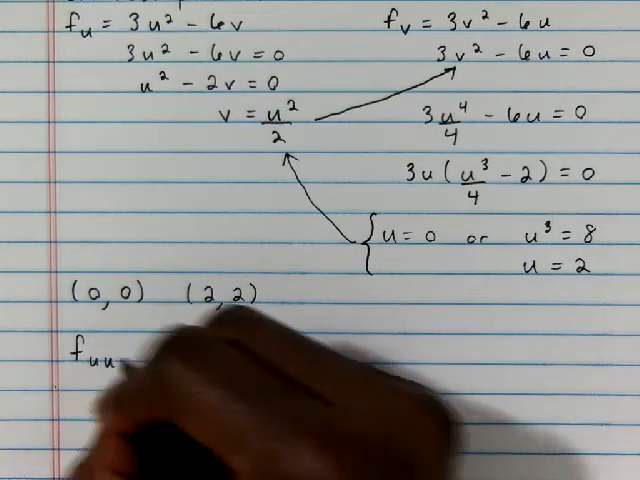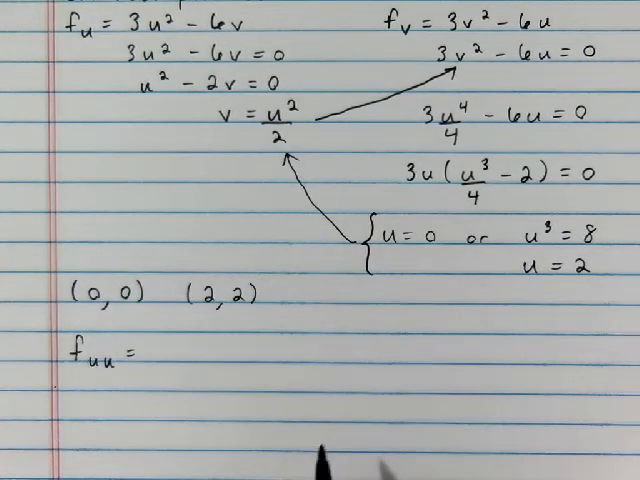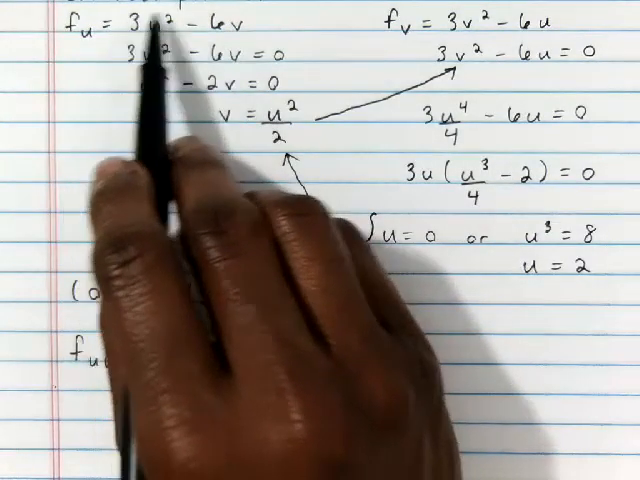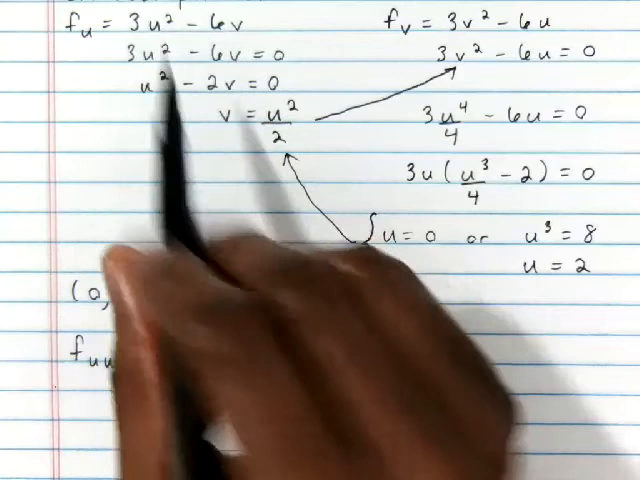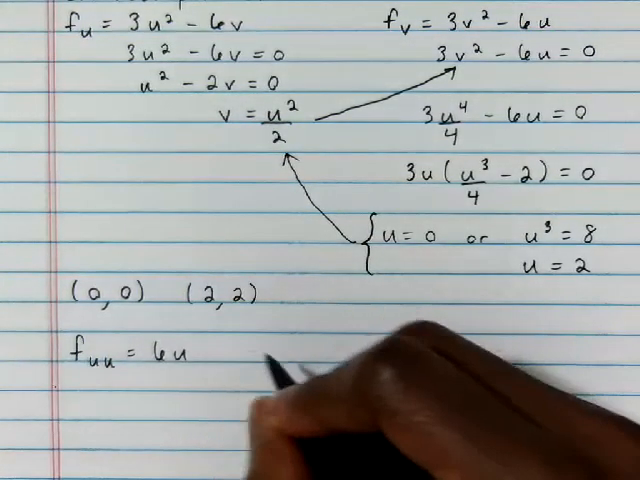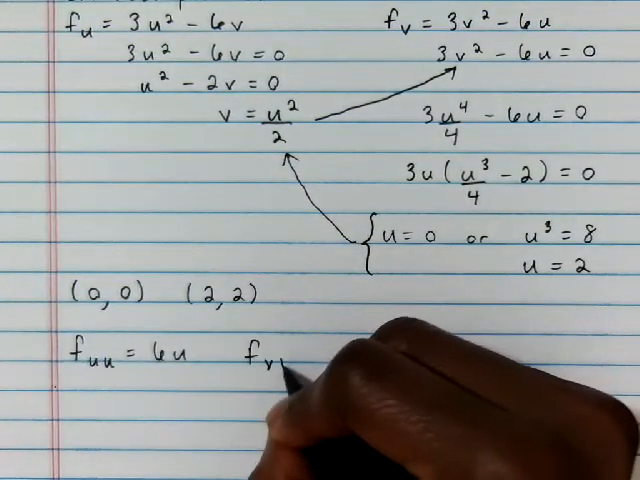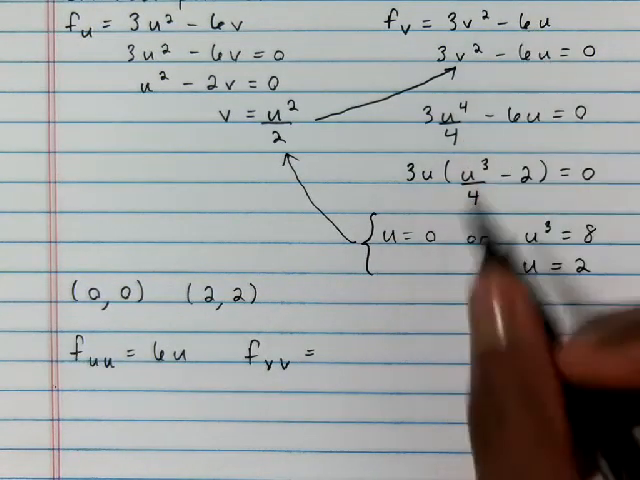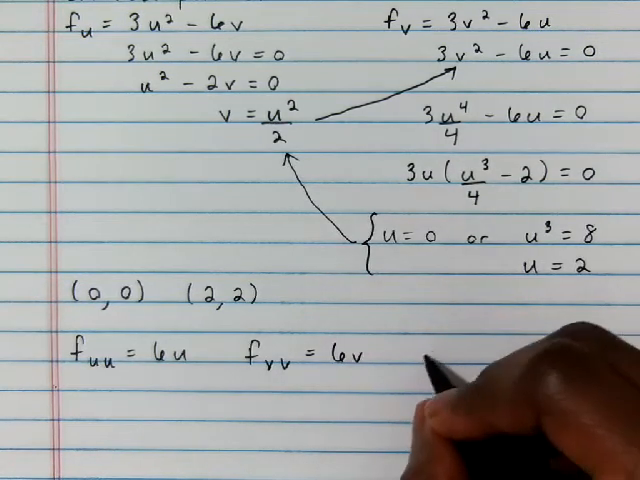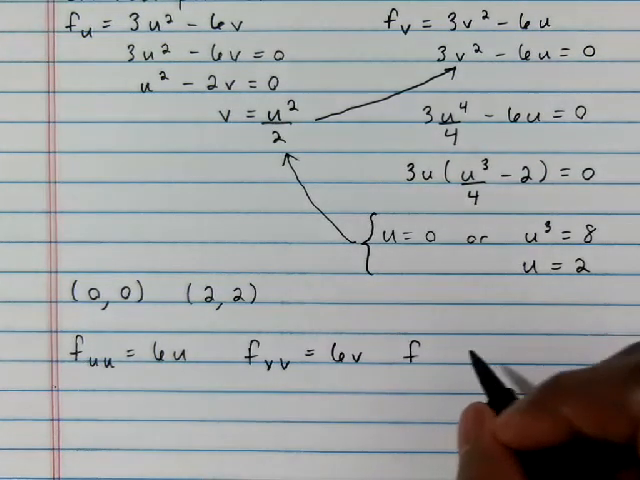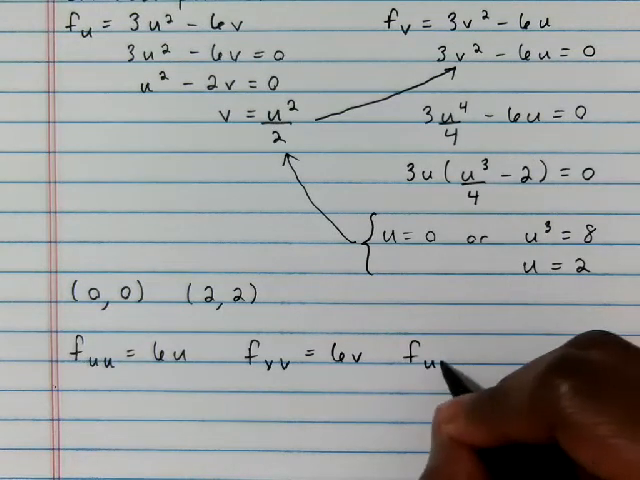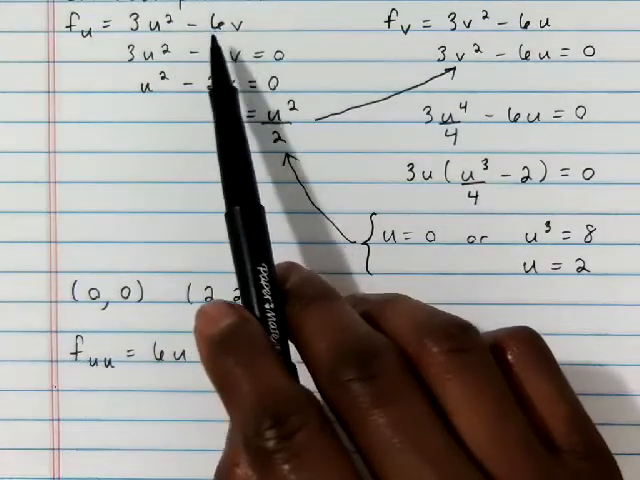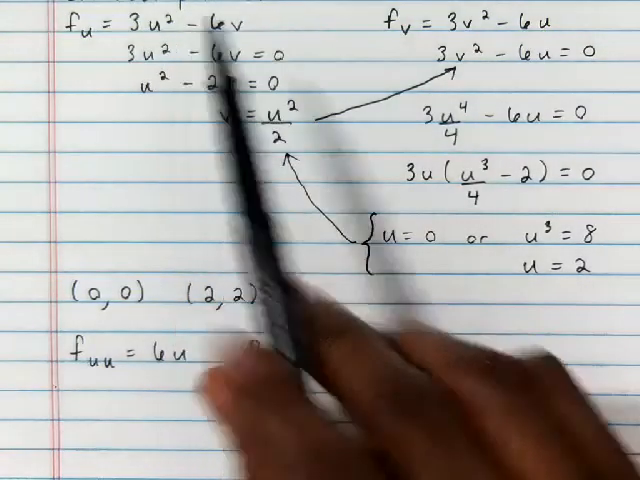So you need the second partial with respect to u. So I'm just using this right now. I'm going to take the partial of this with respect to u, and that's just going to give me 6u. And then f sub vv. So now we'll go over here and we use this. I'm going to take its partial with respect to v, and that's going to give us 6v. And then f sub uv or vu, it doesn't matter which one you do. So f sub uv is, I'm going to take the partial of this thing with respect to v, and I get negative 6.